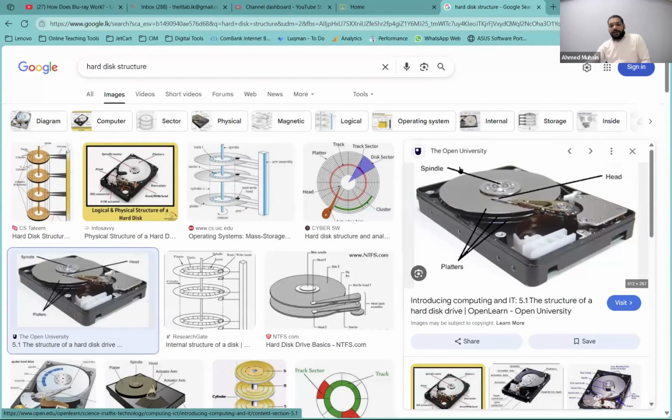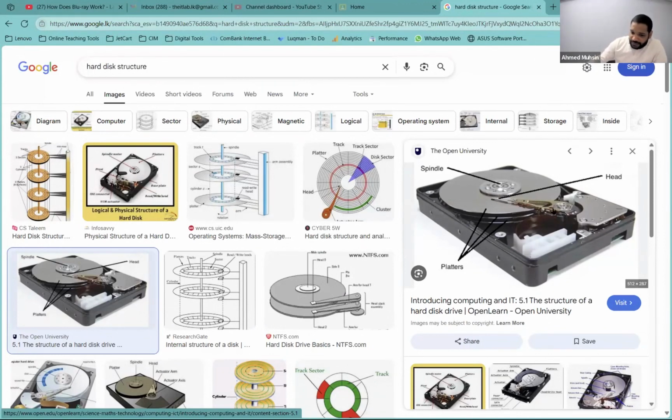Then guys, what did I call this area? This is called your platter. What does the platter do? Data is stored on your platters. So the more platters, the more data that can be stored. Everybody okay with this?